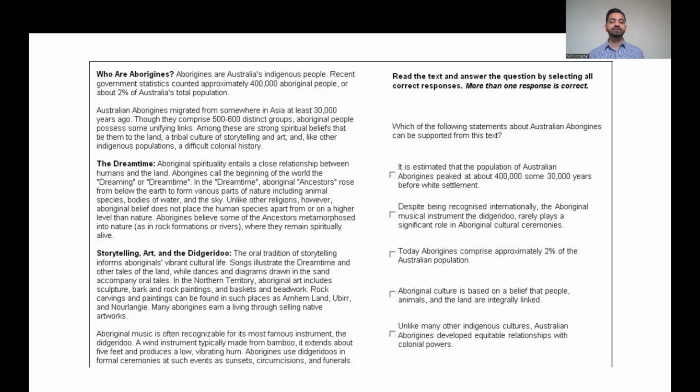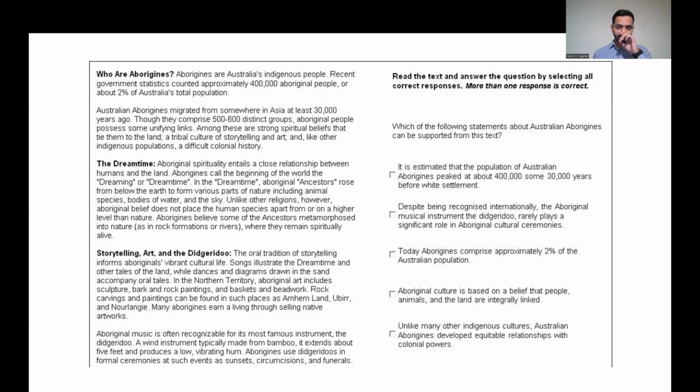Aboriginal music is often recognizable for its most famous instrument, the didgeridoo. Here it is. So I think we're going to get the information we are looking for. A wind instrument typically made from bamboo. It extends about 5 feet and produces a low vibrating hum. Aborigines use didgeridoos in formal ceremonies at such events as sunsets, circumcisions, and funerals.